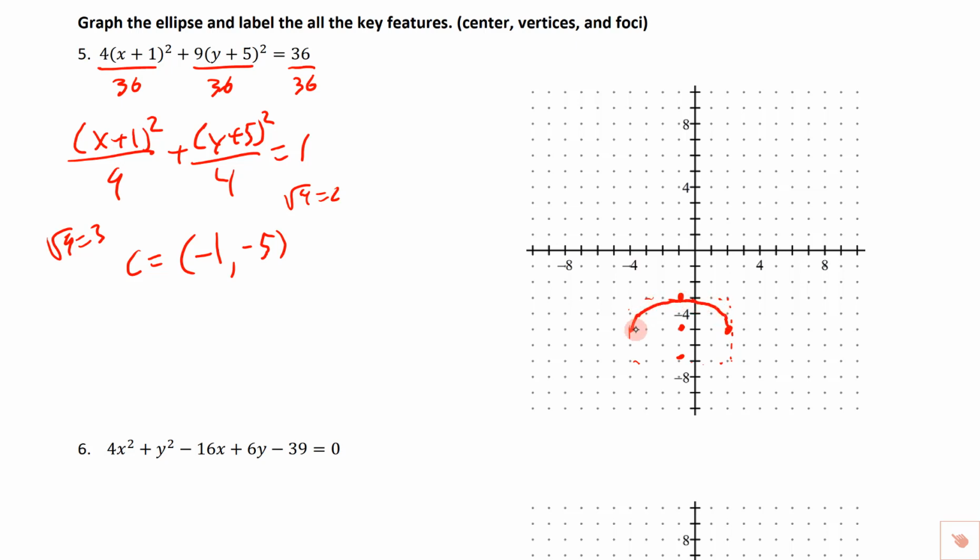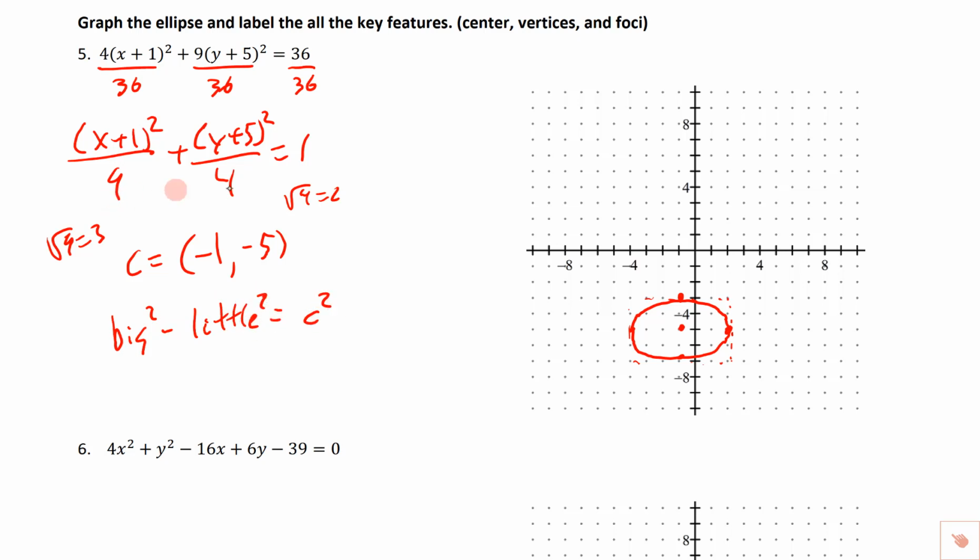So it's going to look like this, and then come around here and look like that. Okay, so that's what the ellipse looks like, but we need to label some other things here. We need to label the foci. And remember, this one's going to be big 1 squared minus little 1 squared equals c squared.